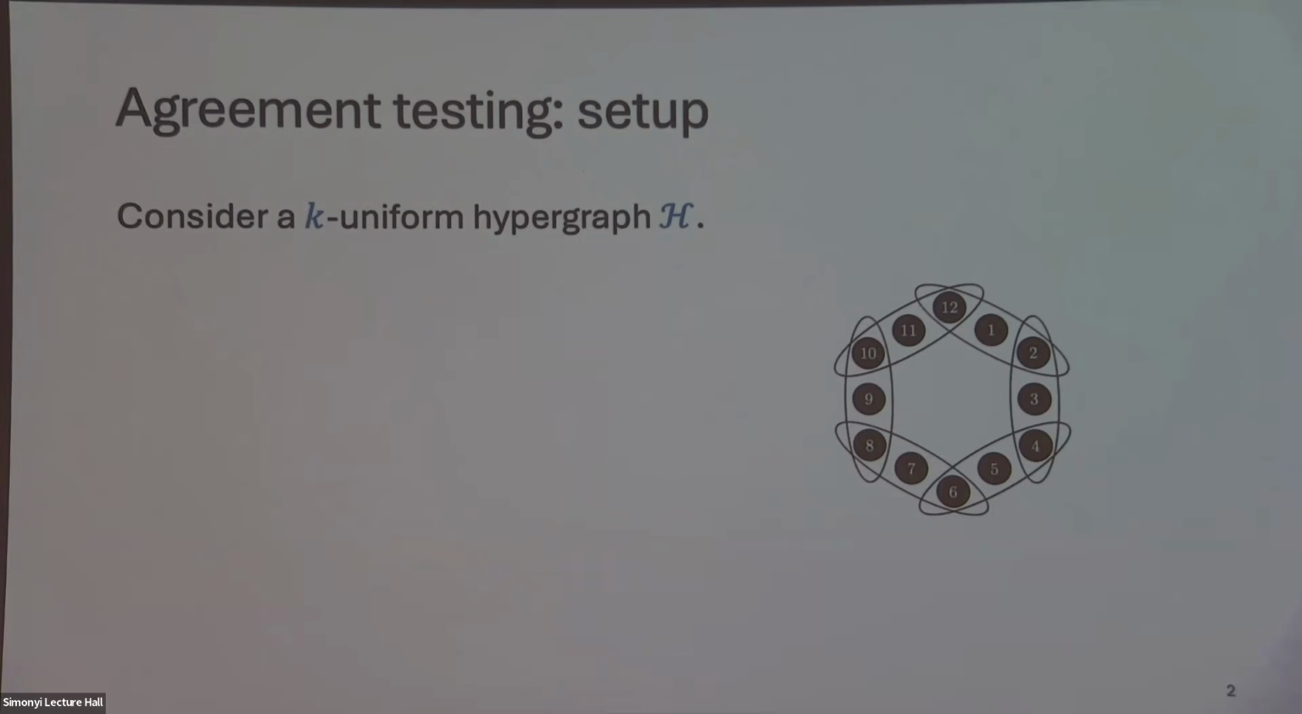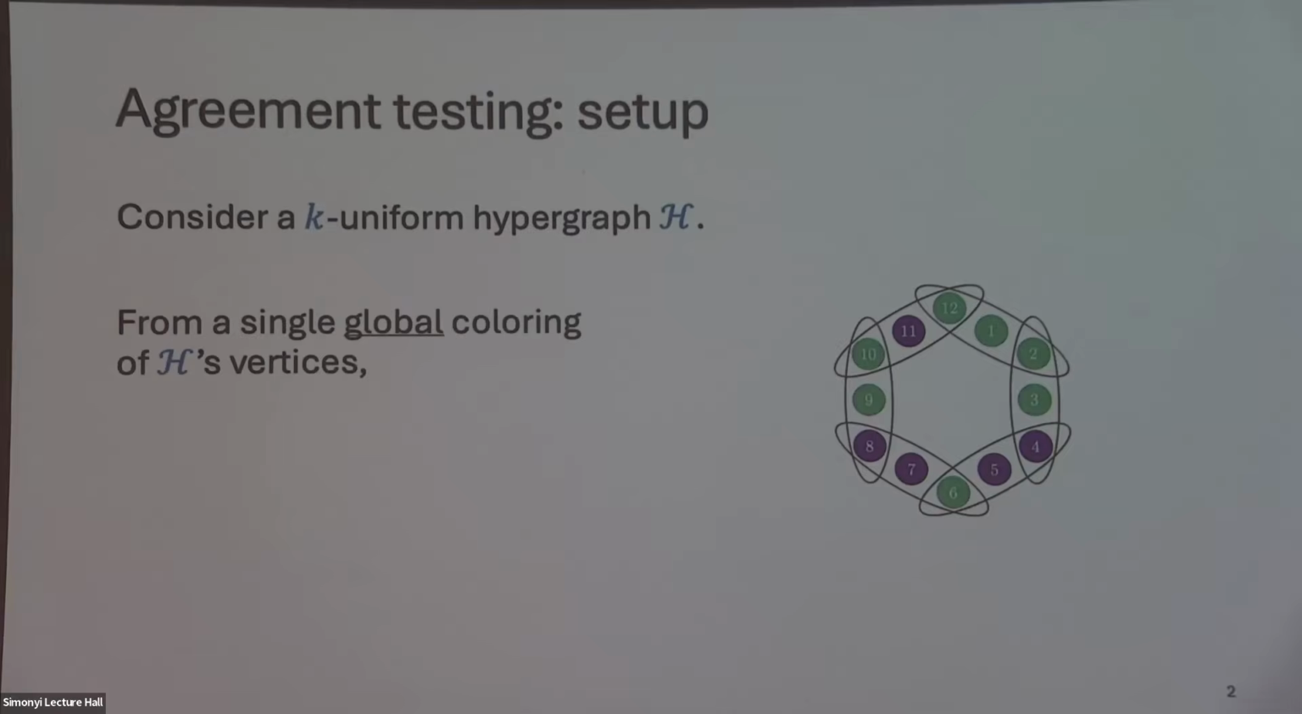Okay, so I'm going to tell you about the agreement testing problem for those of you who haven't seen it before. Suppose you have a hypergraph. In this case, I drew a 3 uniform cycle, but you really should think of it as a k uniform hypergraph where k is some large constant. And suppose you have a coloring of the vertices of this hypergraph. In this case, it's just a 0, 1 coloring, which I've represented as green and purple. And you have this single global coloring of all the vertices in the hypergraph.